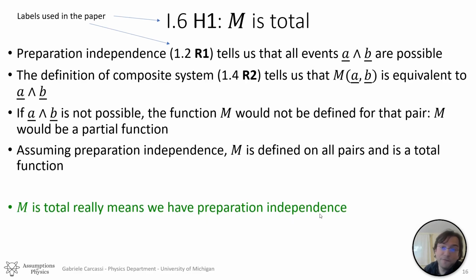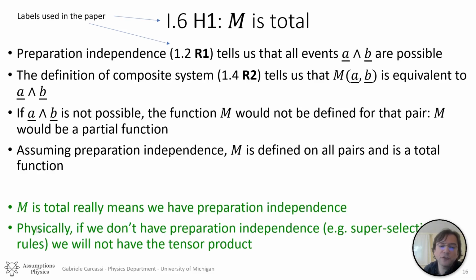It's a one-to-one physics to math mapping. So physically, if we don't have preparation independence, so we have some superselection rules, we will not have the tensor product. So for example, if we have two electrons, if we prepare an electron in one state, we know that two electrons cannot occupy the same state. So the second electron is not independent from the first. We can't prepare it however we want because we have to prepare it in a state that is different from the first. So if I take the state space of the two electrons, we are not going to use the tensor product. In fact, that's not what we use. We use the anti-symmetrized tensor product. And this is exactly why, because two electrons are not really two independent systems.